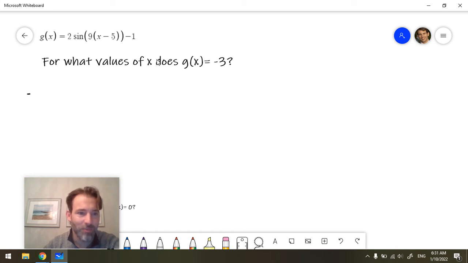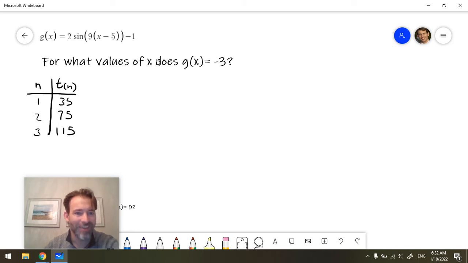Going to create a little table. And we're going to have n and t of n. Okay, this is going to be the number of the term. This is the value of the term. So 1, 2, 3, 35, 75, and 115. Okay, now what we're going to extract from that is we're going to find these values that we need to create this arithmetic term.